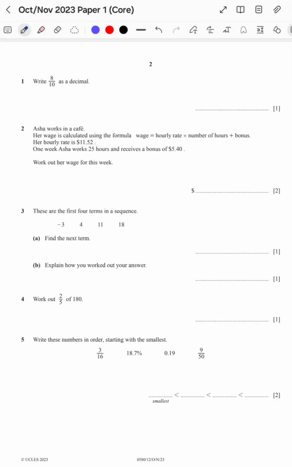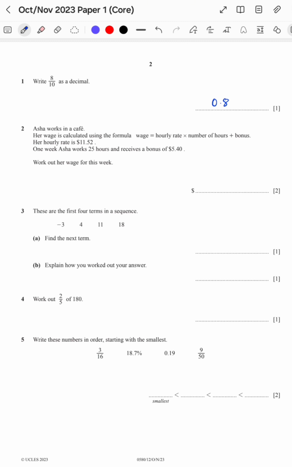Let's answer October-November 2023, Paper 1 for Mathematics IGCSE. Question number 1. Write 8 out of 10 as a decimal. This is the same as 4 over 5. You can use a calculator for this. That's 0.8.